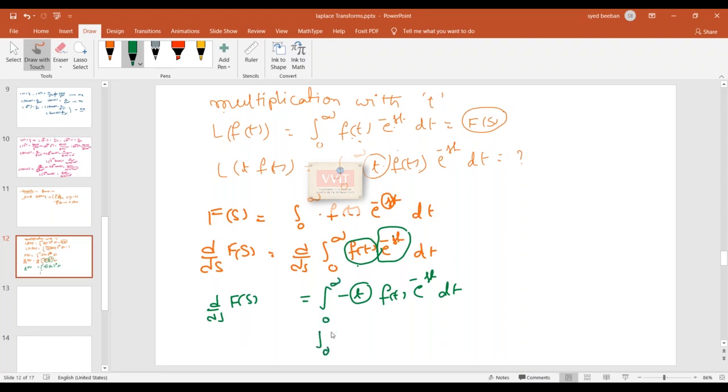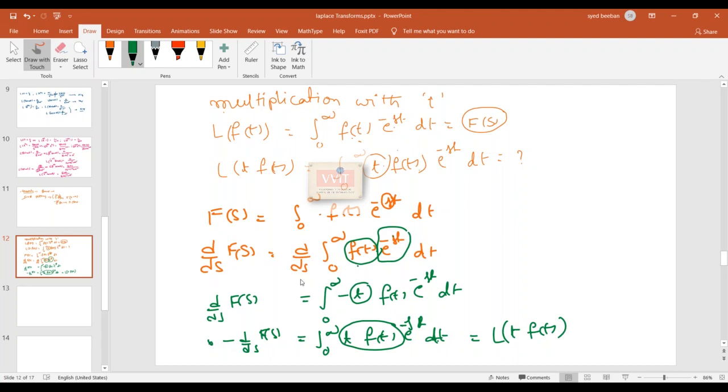Integral 0 to infinity of t times f of t e power minus st dt equals minus d by ds of f of s, this minus is multiplied here. But as per the standard definition, instead of f of t, there is a t times f of t. So this one can be written as L of t times f of t. This can be written as this.